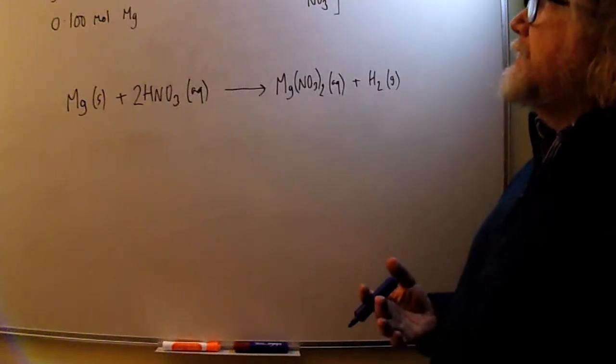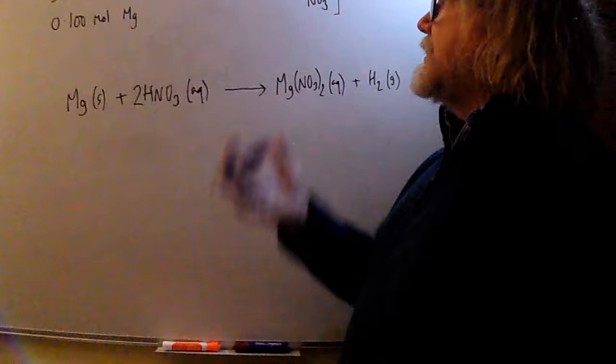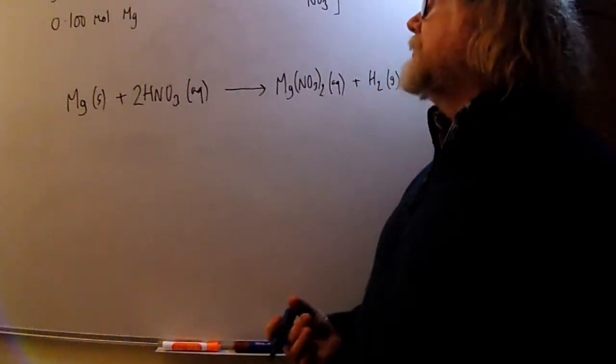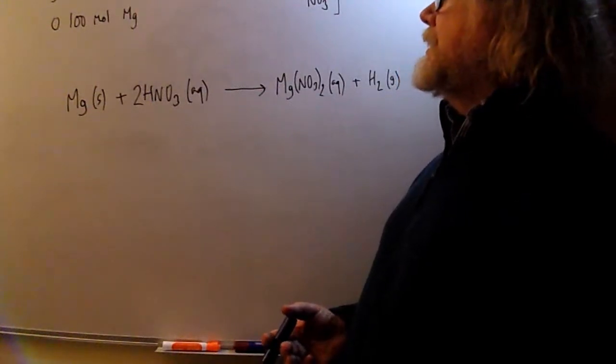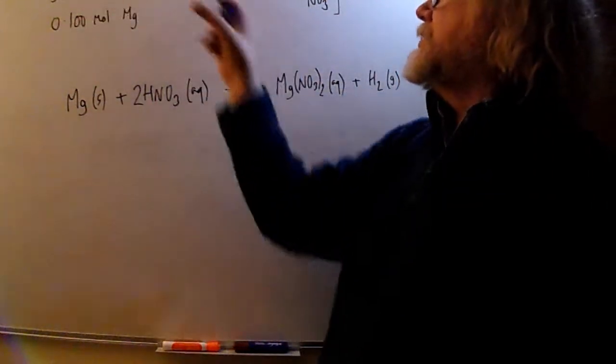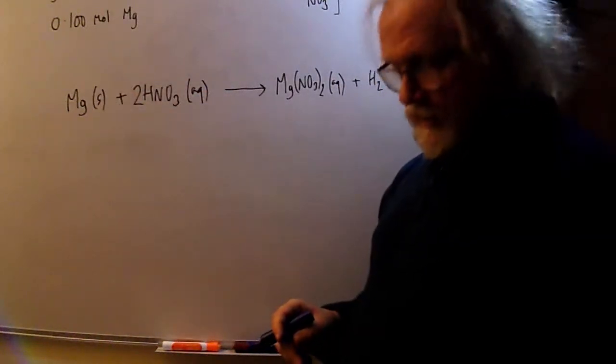So now the first calculation is based on the idea that we're adding excess magnesium, because it tells us that at the end some of the magnesium doesn't dissolve. So we have to work out how much magnesium is left. First thing to do is to work out how much nitric acid there was, because that is going to limit how much magnesium can react.